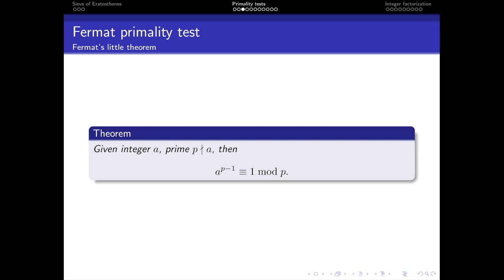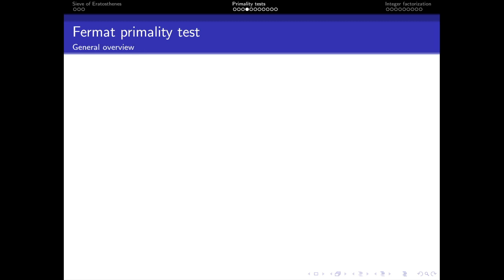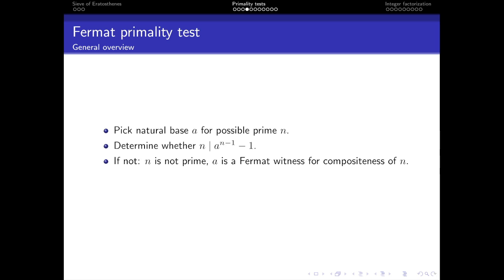What you can actually do with this theorem now is construct a test which basically picks out a random base a for possible prime number n, and we're checking if Fermat's little theorem holds. The way we do this is we are checking if n divides a to the n minus 1 minus 1. And if it doesn't, then we know that n is not prime, it's composite, and base a is a Fermat witness for compositeness of n.